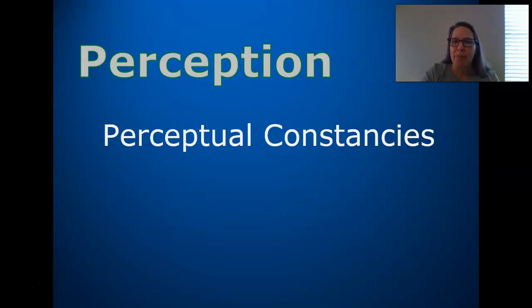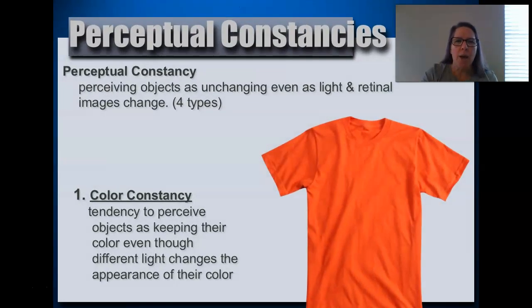All right, the last thing that we're going to talk about are the perceptual constancies. I think these are probably the easiest ones to remember because they're named super basically. Our perceptual constancies are perceiving objects as unchanging even as our light and the images change. The first one is color constancy. We perceive objects as keeping their color even though different light changes the appearance of their color. So different light can make this look slightly different.